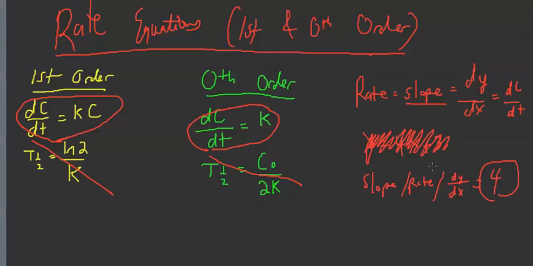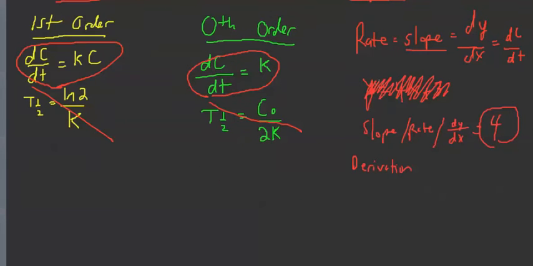How do we find the equation of the line? Well, that's where integration comes in. Derivation is taking the equation of a line and getting the slope of it, right? So we took y equals 4x plus 3 and we found the slope is equal to 4. Integration, on the other hand, is taking the slope and finding the actual equation. Okay, so let's apply that to first order and zero order reactions.